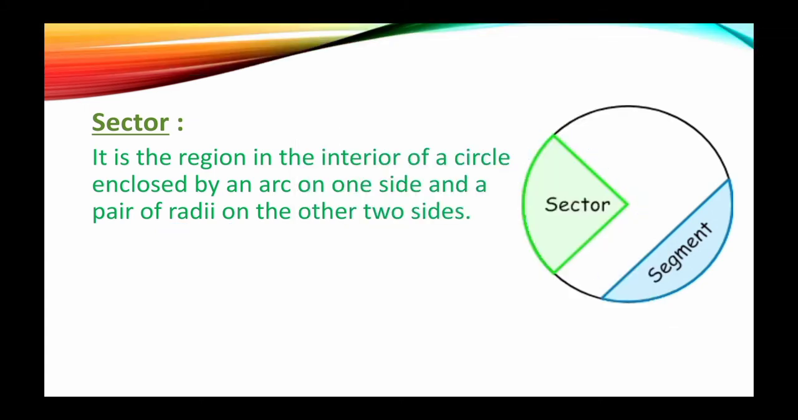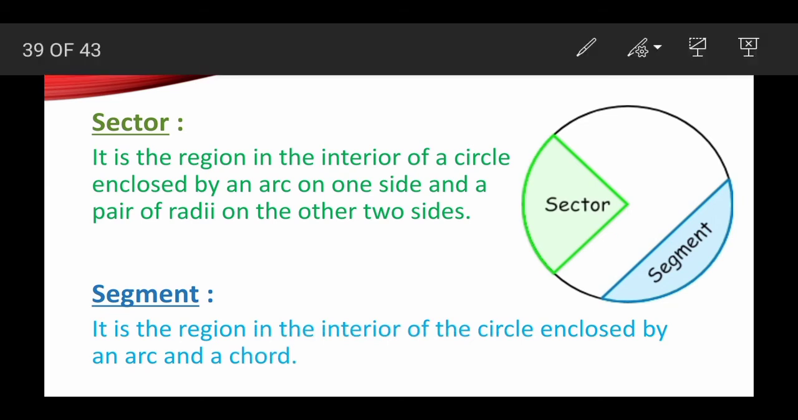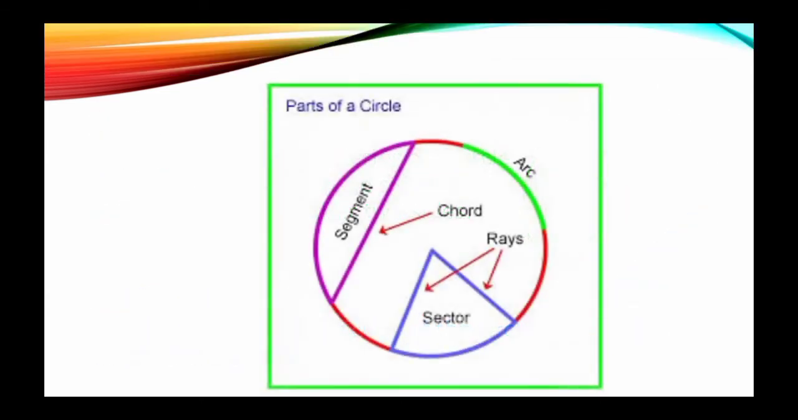Now move to the segment. It is the region in the interior of the circle enclosed by an arc and a chord. Here is the chord, and another one is the arc. The space between an arc and a chord is known as a segment. So these are the parts: arc, sector, segment and chord, and radius also.